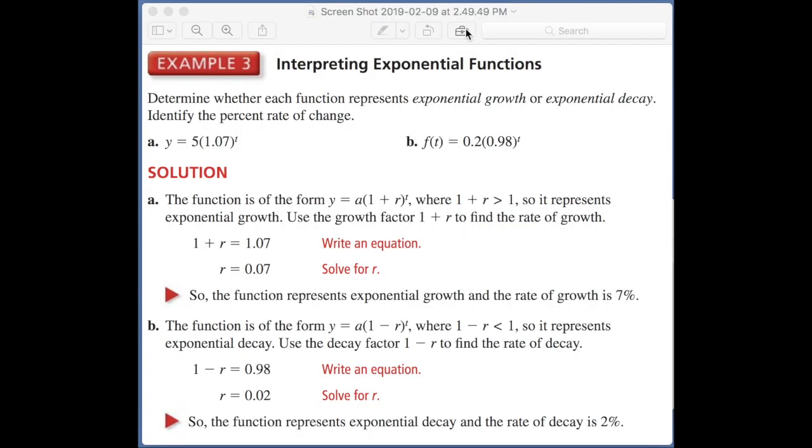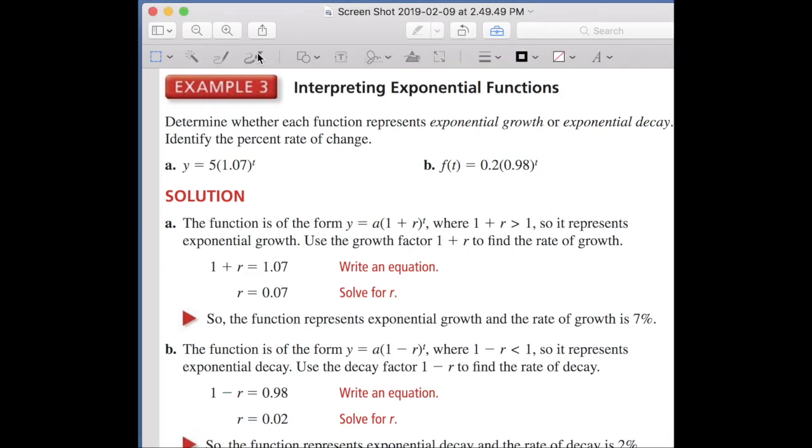Example 3 I think is pretty easy. You just have to identify if it's a growth or if it's a decay. So let's see if it's a growth or a decay. So look at this equation. Remember, for growth we're always adding to 1, and then for decay we're going to subtract from 1.